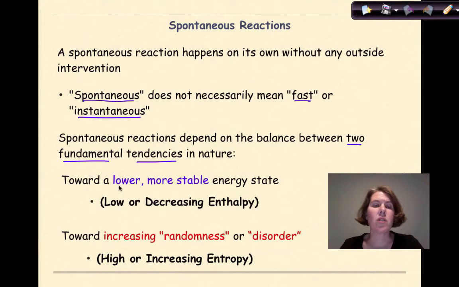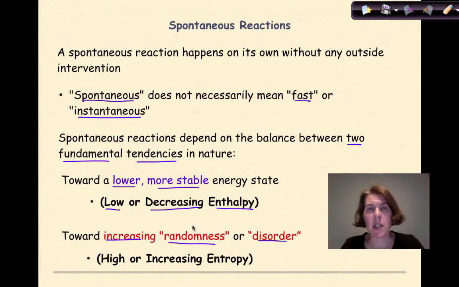The first is towards a lower, more stable energy state. In other words, low or decreasing enthalpy. Also towards increasing randomness or disorder, which we can also call entropy. So a high or increasing entropy. So we have to look at these two different factors to determine whether or not a reaction will be spontaneous.